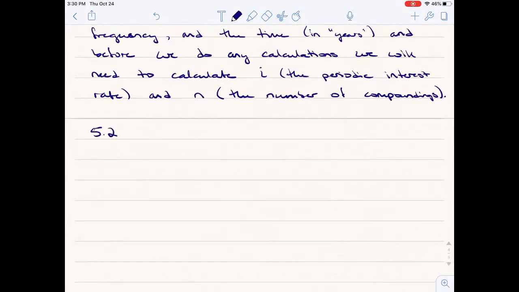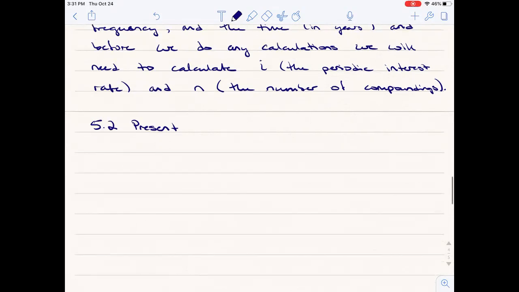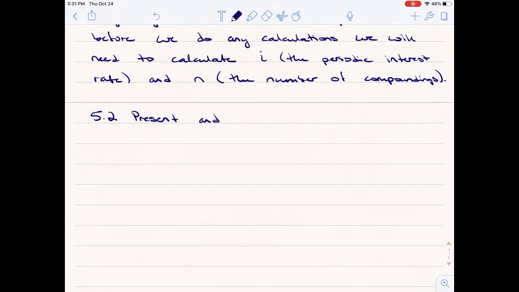Section 5.2. So just like we did before with simple interest, I gave you the formula just like I did now. And then we went through and looked at solving a problem, solving for the future value, the principal amount, R and T for simple interest. We're going to do the exact same thing for compound interest, where we look at a problem where we have to solve for the future value and then the present value and then I and then N. We'll start with present and future values. Actually, we'll start with future values.